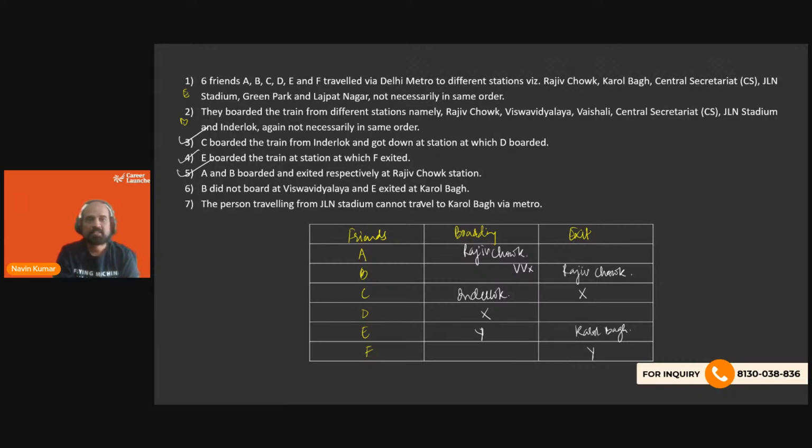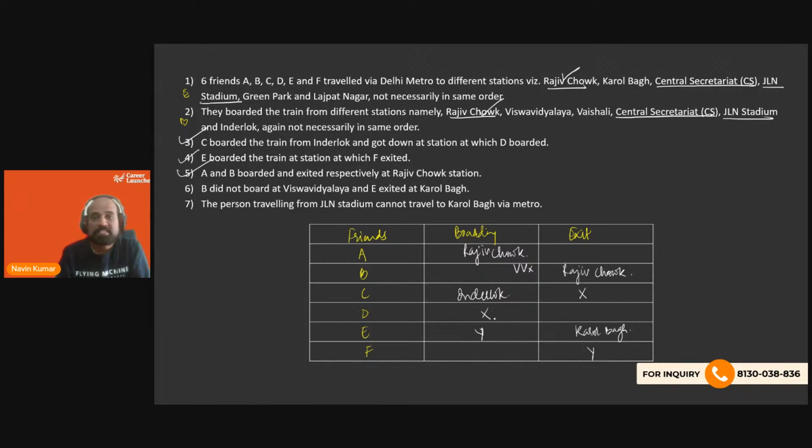The person traveling from JLN Stadium cannot travel to Karol Bagh via metro. So Y is definitely not JLN Stadium. Now, if you look at the variables X and Y, these are the stations which exist in both boarding as well as exit. So we saw that Rajiv Chowk is one station which exists in both, which we have already taken care of, right? Then the next station which exists in both is Central Secretariat, and then the next one is JLN Stadium, right? These are the three stations that exist in both the columns.